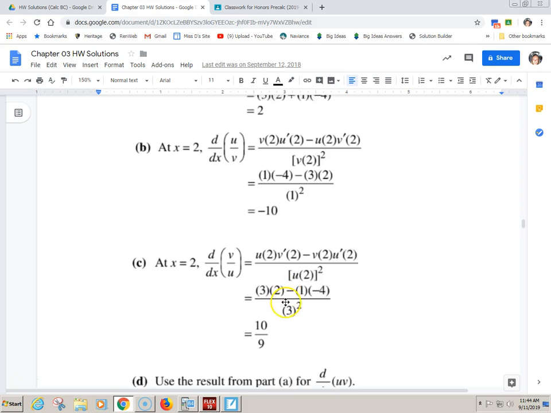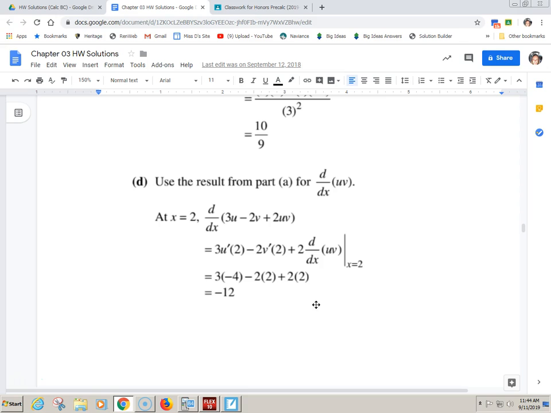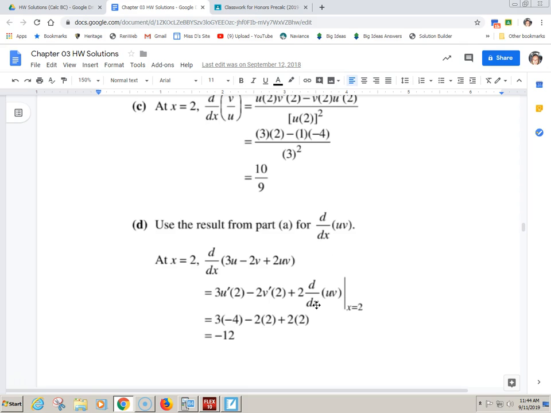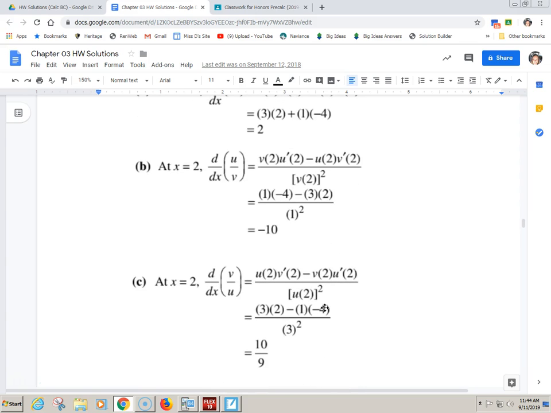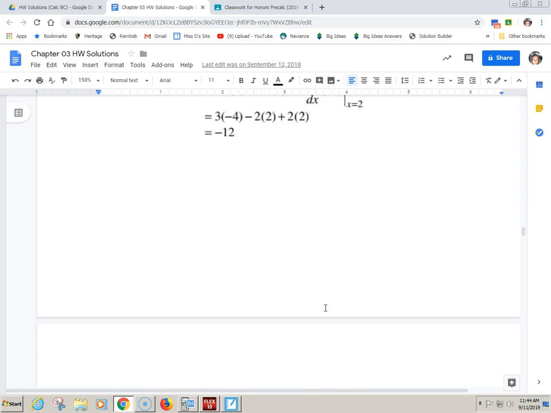A is 2, B is negative 10, C is 10 ninths. Oh, wait, it is 10 ninths? It is 10 ninths. D is negative 12. D is negative 12. Oh, dear. Yeah, I just didn't get B. A is 2, B is negative 10, C is 10 ninths, and D is negative 12.